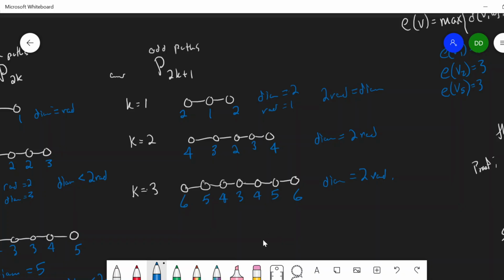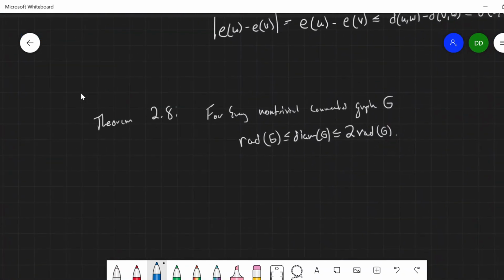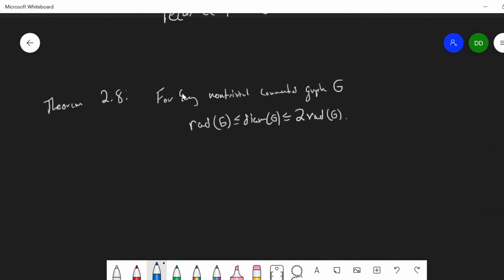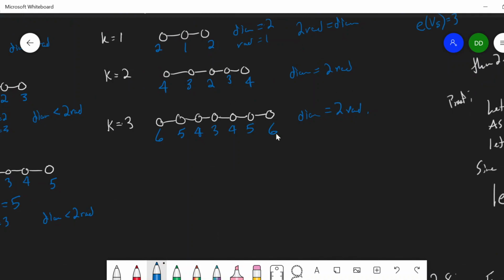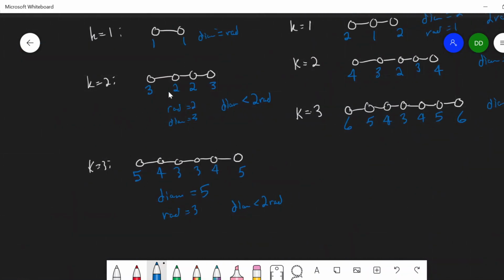So I bring this up because of this theorem. What this theorem is saying is that in general, the diameter is always at most twice the radius. So here we have an infinite class of graphs in which they're equal. So the theorem's still true. It's at most twice the radius. In fact, they're equal for this infinite class of graphs. Here, it's strictly less than that for this infinite class of graphs.